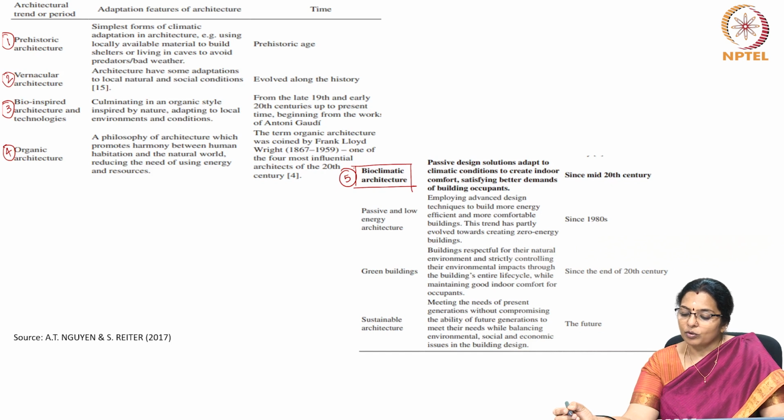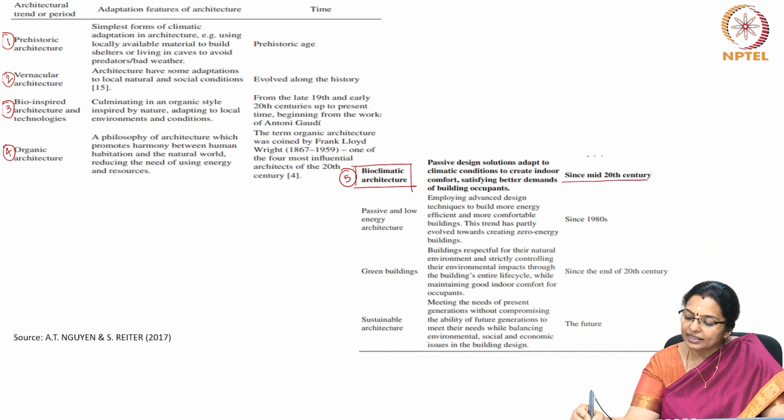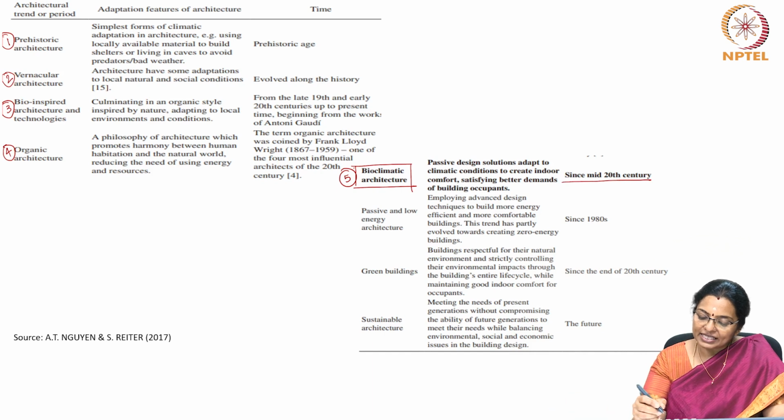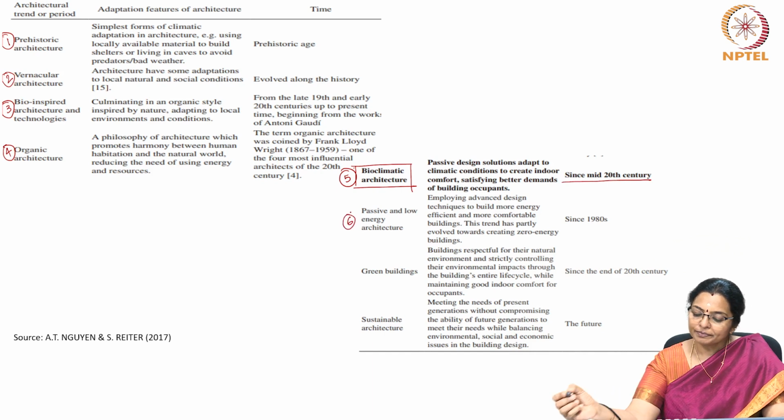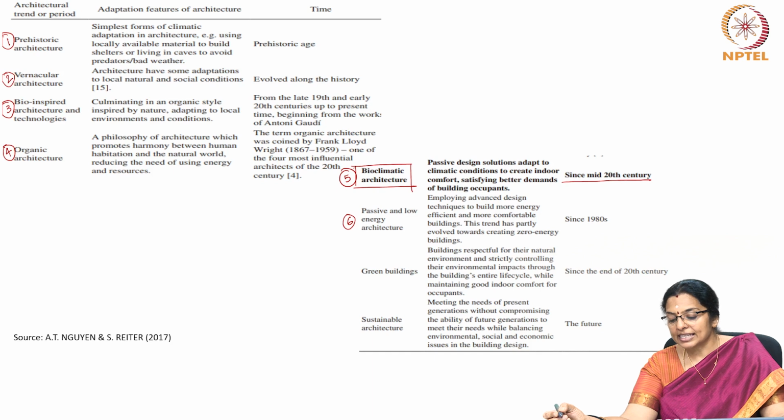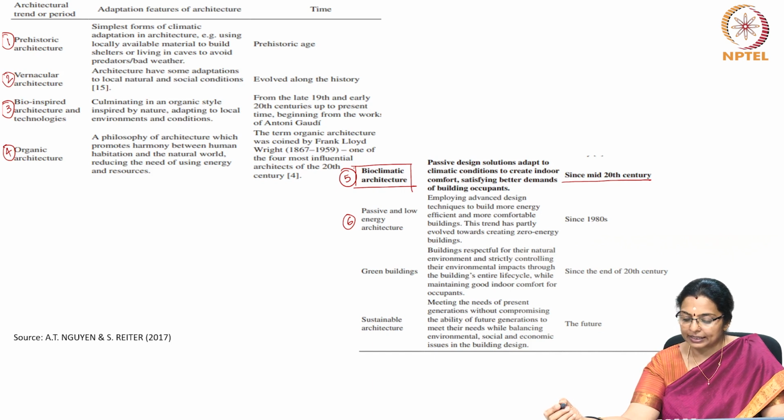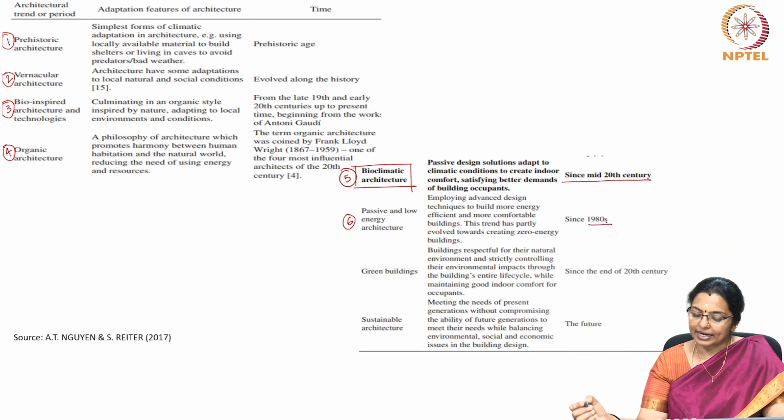So, this talks about passive design solutions which adapt to climatic considerations to create indoor comfort, better satisfying the demands of occupants' needs. And this started in around the mid-20th century. After that came the term passive and low energy architecture. This employs advanced design techniques to build more energy efficient and more comfortable buildings. This trend has partly evolved towards creating zero energy buildings, started in around the 1980s.